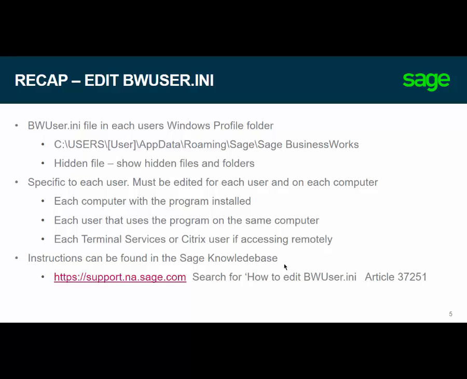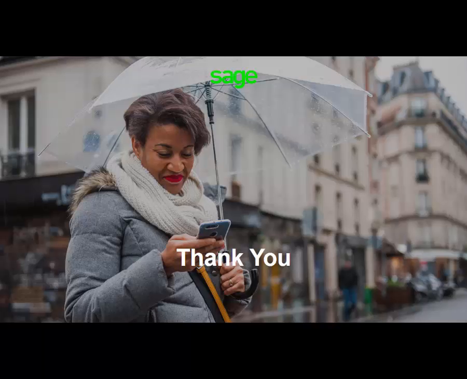The instructions on editing your BWUSER.INI can be found in the Sage knowledge base by going to support.na.sage.com. Search for how to edit the BWUSER.INI file. That's article number 37251.